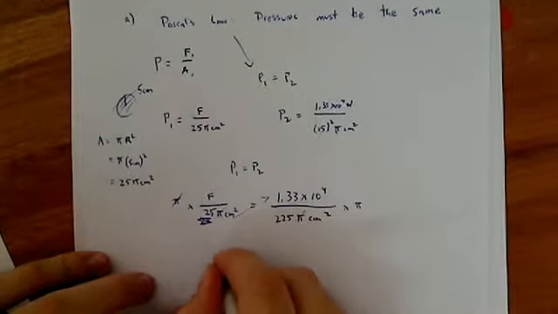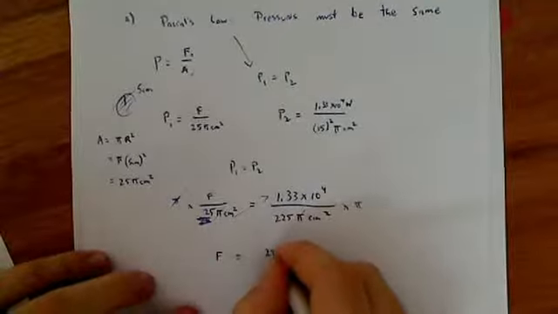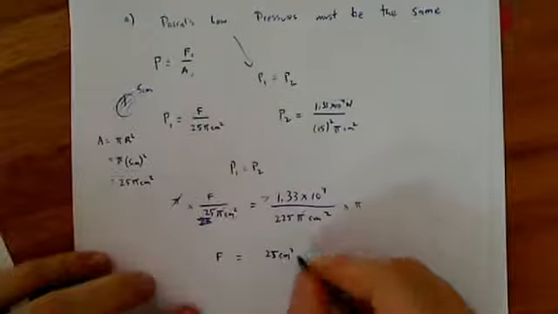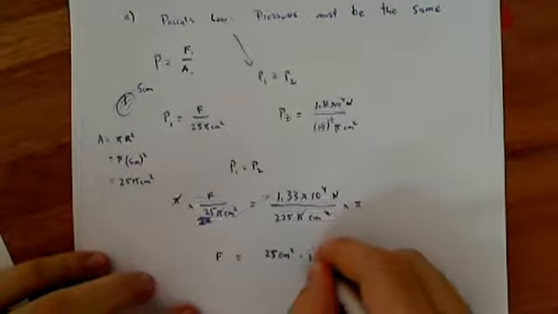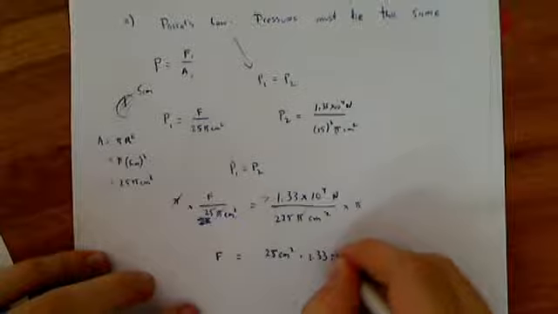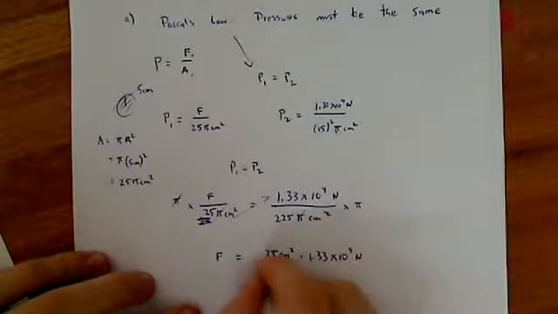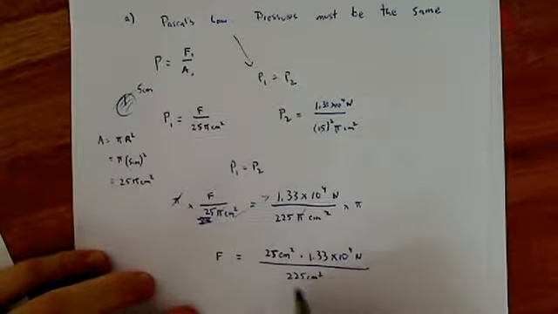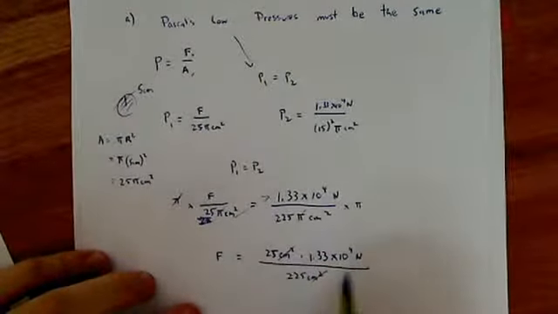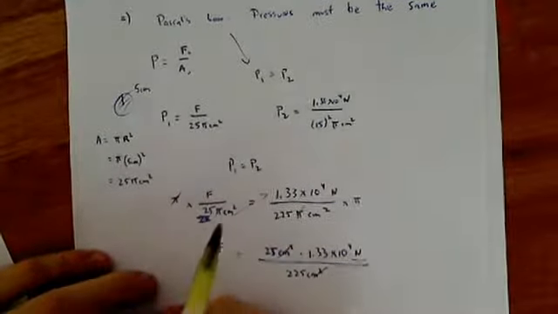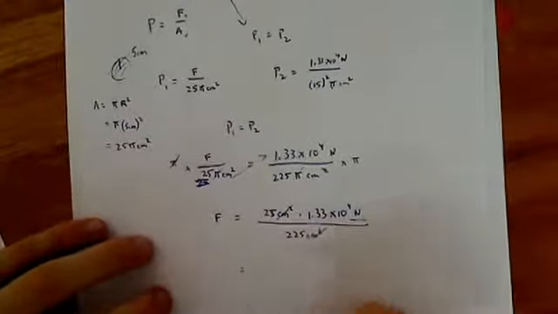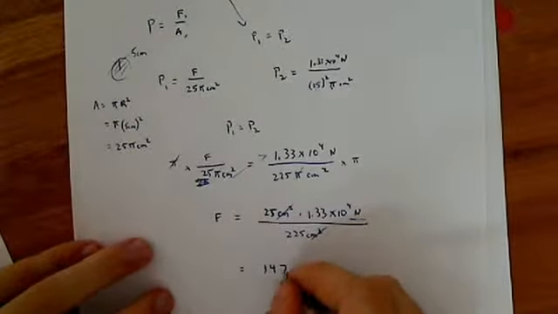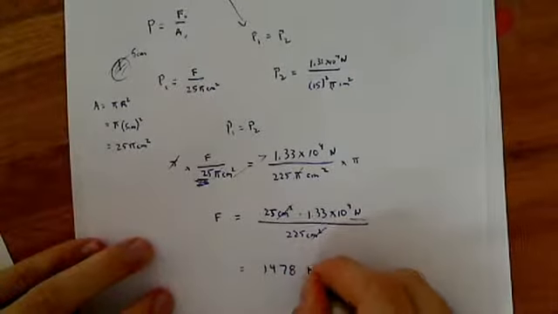So then I can write F is equal to 25. I'll bring the units with me to show you that they cancel. 1.33 times 10 to the 4 all over 225 centimeters squared. My centimeters squared is going to cancel, and my units are just newtons. That's good. That's what we want. So if you multiply these numbers together, you should get 1478 when you round.